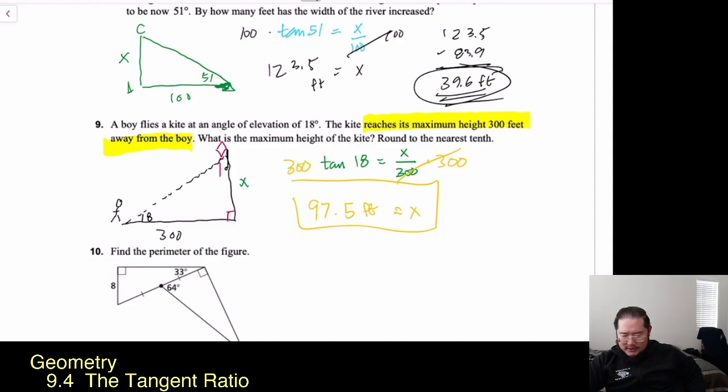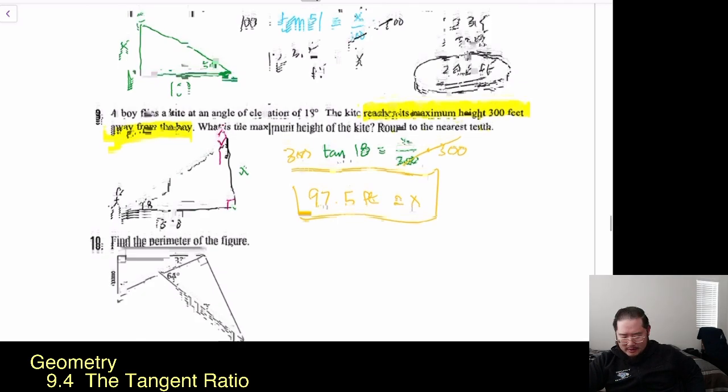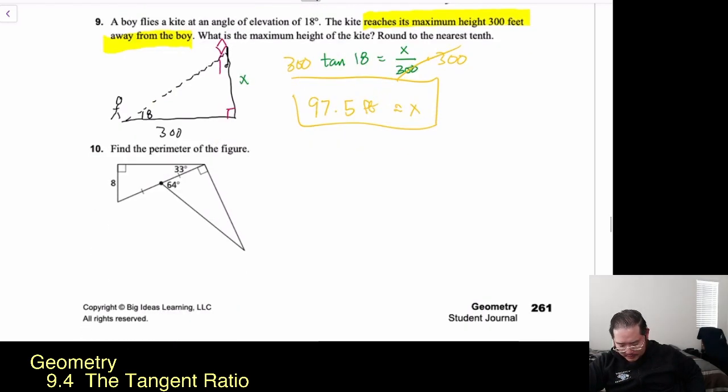Last thing right here, number 10, find the perimeter. Okay, we got a multi-part problem right here. We got to find all the angles of the outside. Let's see if you can do that. I'll go ahead and just start this up.